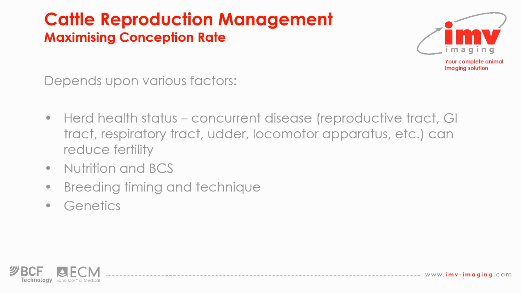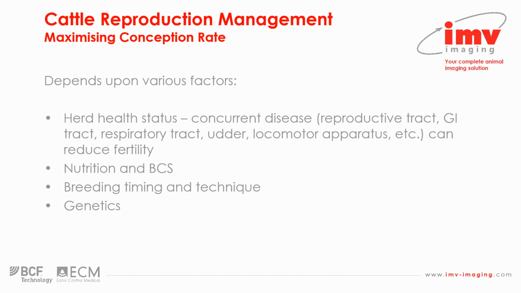So maximising conception rate can, as I alluded to earlier, depend on various factors, but herd health status is going to be key. If there's any intercurrent disease, obviously of the reproductive tract, but also GI tract, respiratory tract and so on, endometritis, pneumonia, mastitis, have we got any locomotor apparatus disease? Clearly foot disease is going to be a major concern, but any other locomotor disease, musculoskeletal disease will also be of significance, and they all have the potential to reduce fertility.